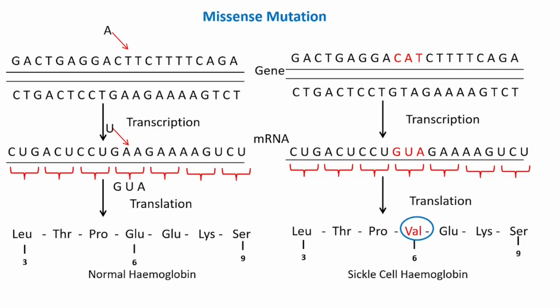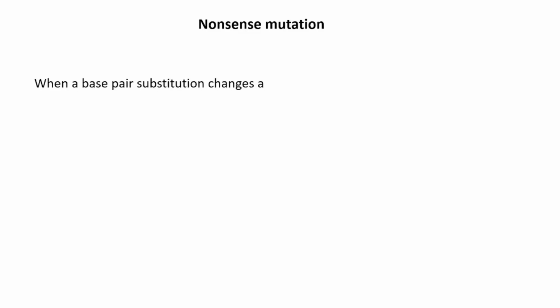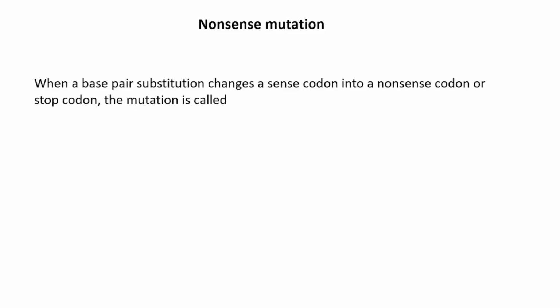Let us move on to the next type of mutations, which are nonsense mutations. When a base pair substitution changes a sense codon that normally encodes an amino acid into a nonsense or stop codon, the mutation is called a nonsense mutation.